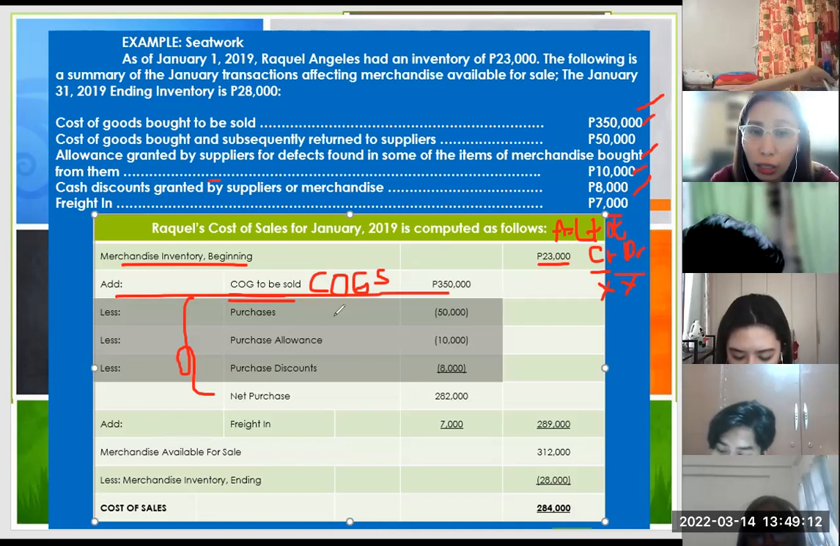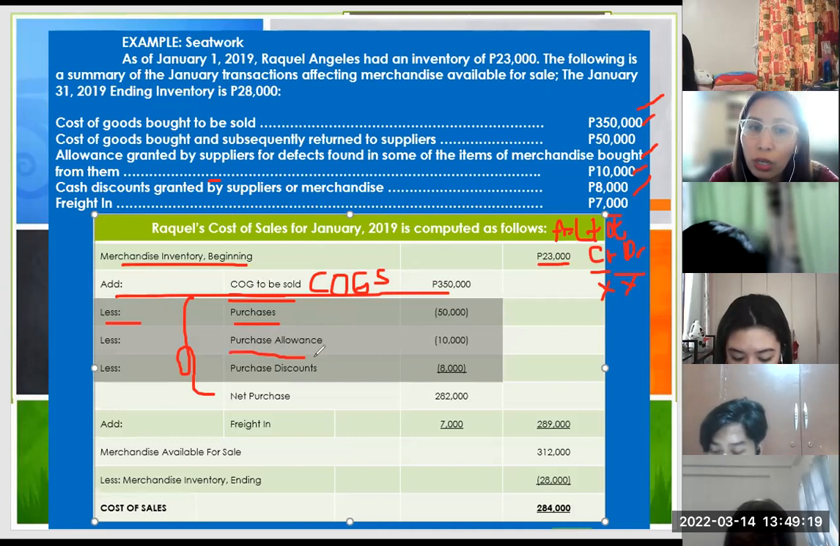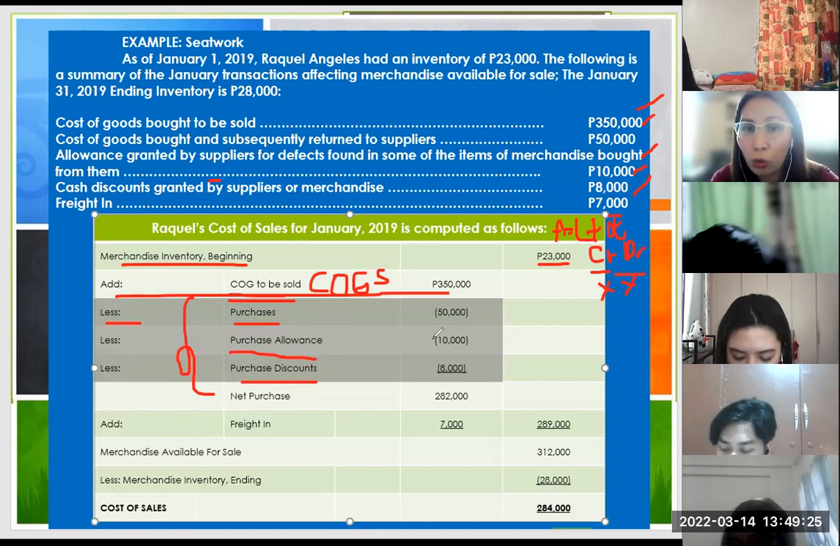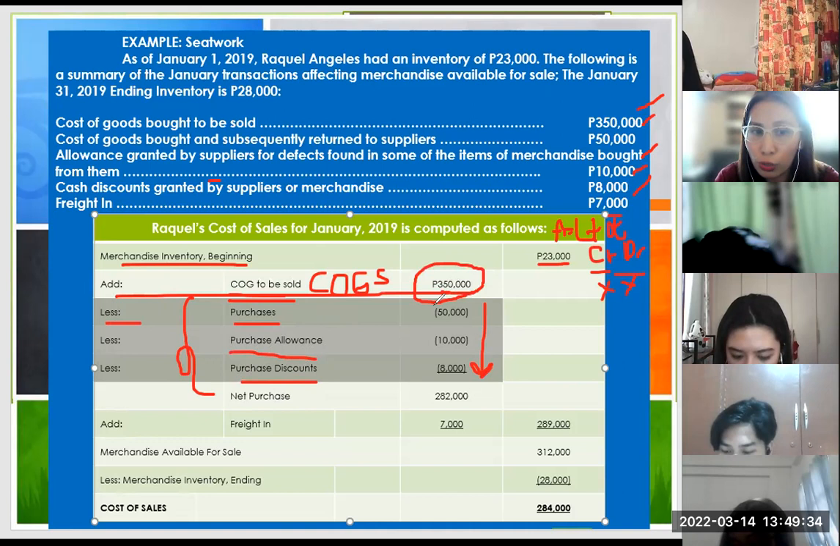Kaya you must reduce or less itong mga purchases, pinamili mo, the allowances, all the returns, yung binigay sa'yo na discount ng supplier mo, pabababain. Ililesen siya. Ililesen yung total cost na nagastos mo. The cost of goods sold. And now you add the freight in. Kasi these are cost nga. You have to add the cost.